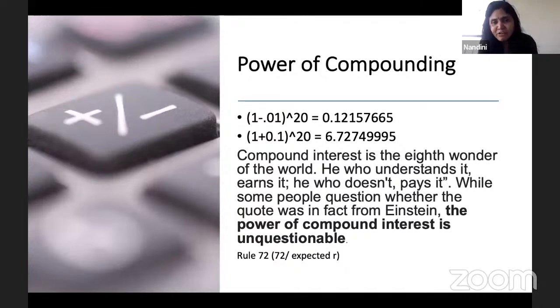Whatever rate of interest your financial institution is paying you or your investment avenue is going to pay you, it is going to be 72 divided by the rate of interest, and you will know the number of years it takes for your money to double. So even Einstein talks about the power of compounding as the 8th wonder of the world.